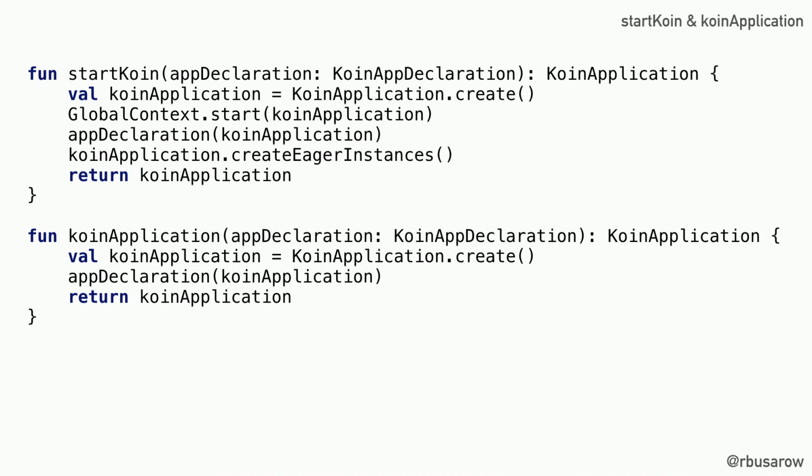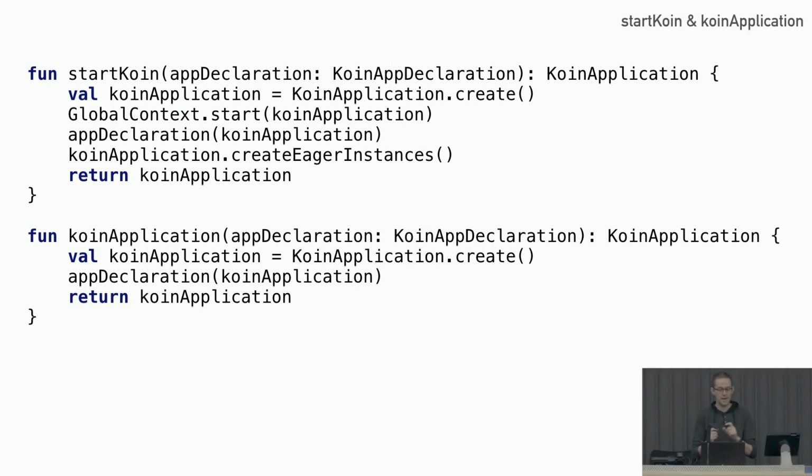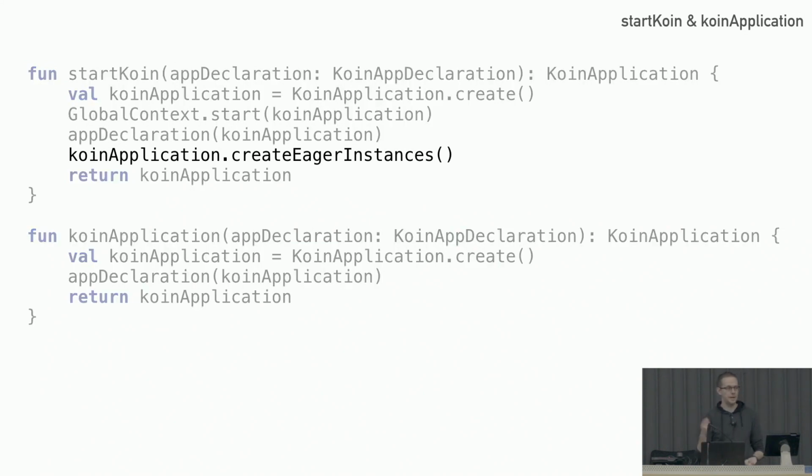The start Koin, oops, there's supposed to be a thing there. So start Koin has this global context .start. This is the one that you want to use nearly all the time. When you're creating a Koin instance and a Koin application, and you want it to be accessible from everywhere, start Koin will set that to the singleton.